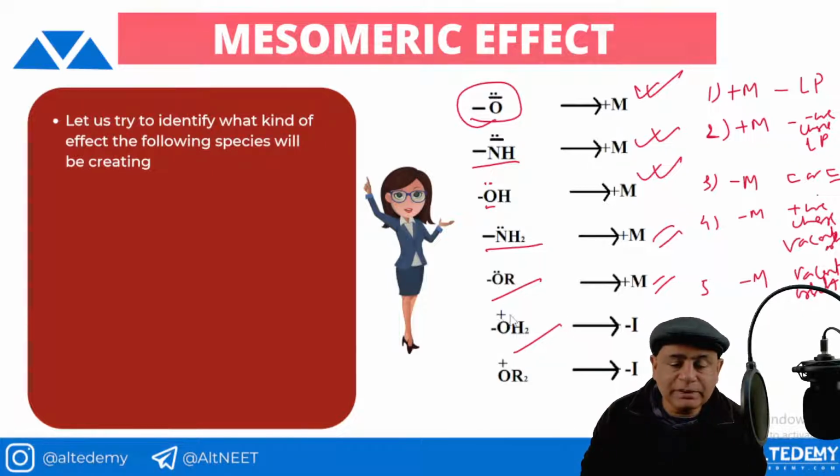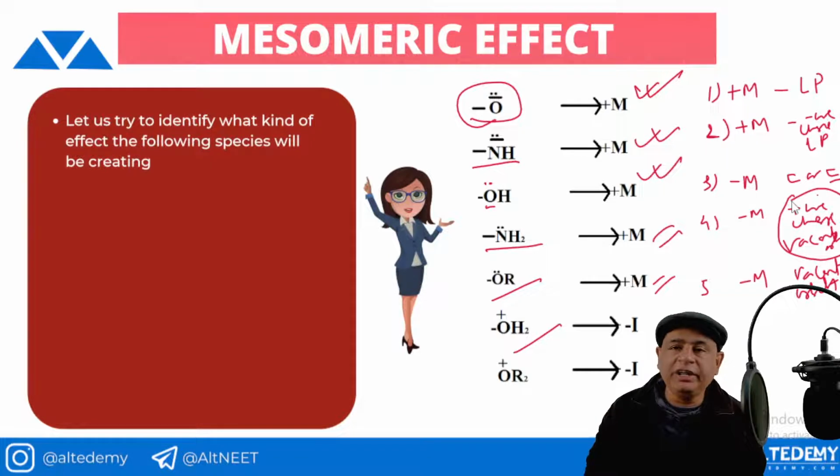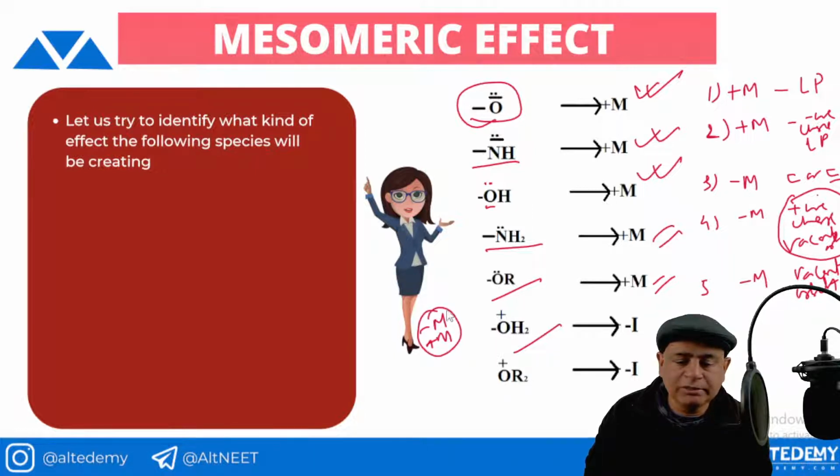OH2 plus, look here, be careful. You might say that there is a positive charge here, but you should remember, a positive charge must be there with a vacant orbital. And if there is a positive charge with a vacant orbital, then only it can show minus M. So it is not showing minus M. There are no chances of plus M. Minus M and plus M are both not being done. The only thing that it is doing is creating a minus I effect. So you need to be very careful. You need to understand it.